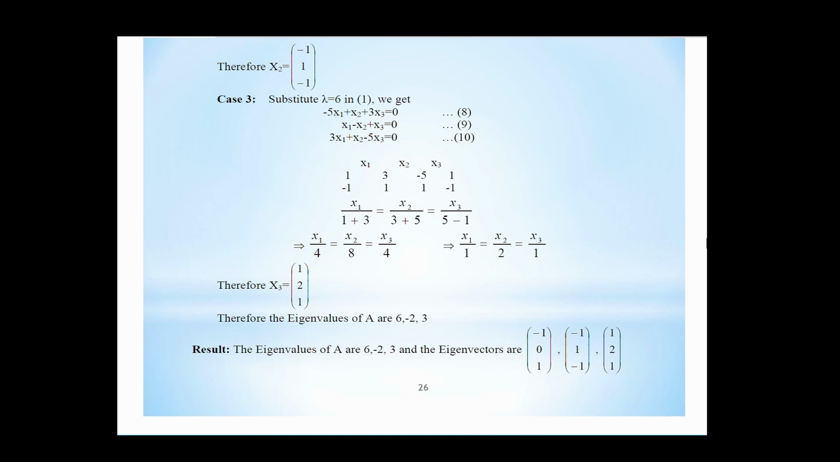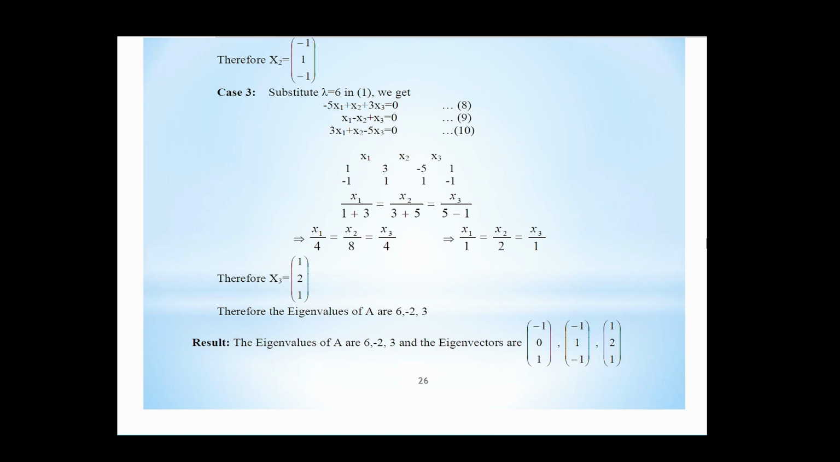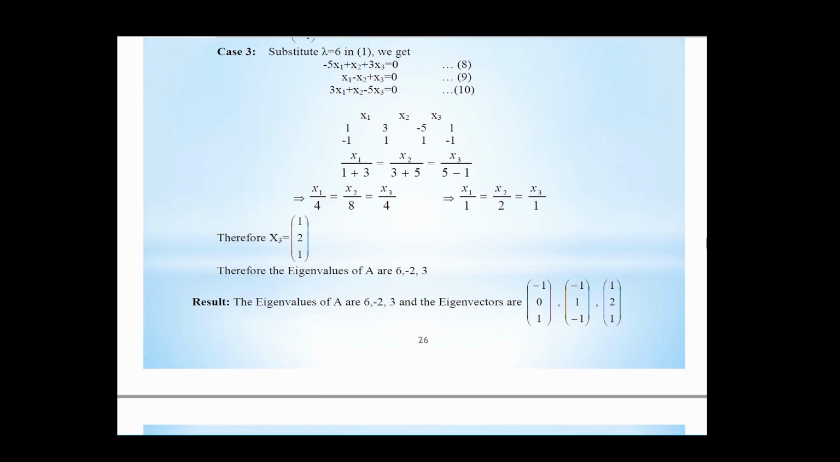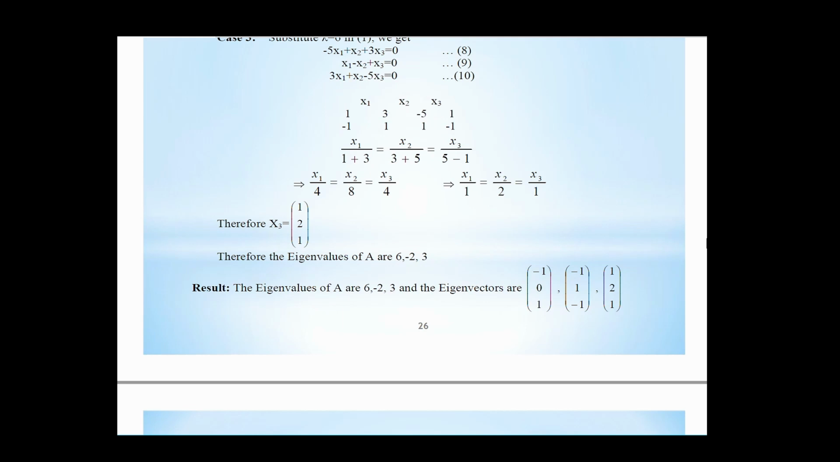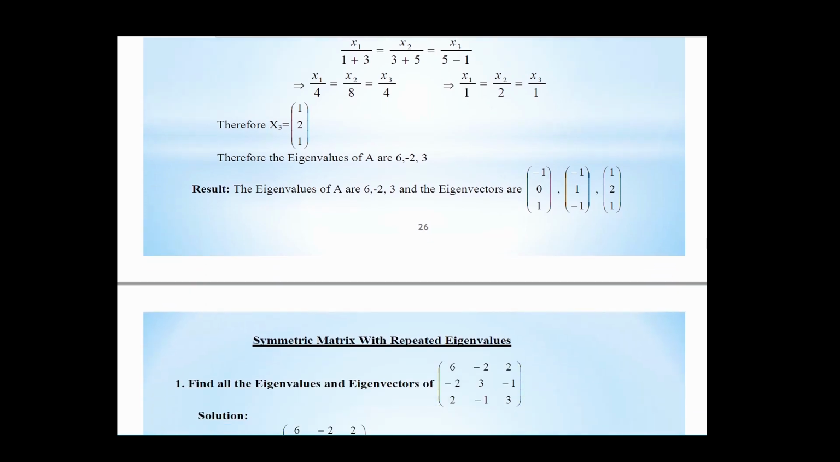We get the equations like that: minus 5x1 plus x2 plus 3x3 equal to 0, x1 minus x2 plus x3 equal to 0, 3x1 plus x2 minus 5x3 equal to 0. Again we apply the cross multiplication rule. We get x1, x2, x3 equal to 1, 2, 1. Therefore the eigenvalues are 6, minus 2, 3. The corresponding eigenvectors of the eigenvalues are minus 1, 0, 1; minus 1, 1, minus 1; 1, 2, 1.